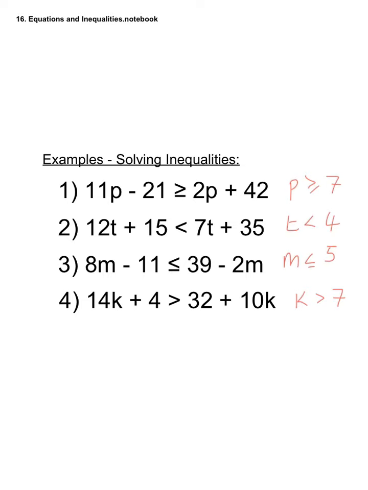Okay, so the solutions to these problems are p is greater than or equal to 7 for the first one. For the second one, t is less than 4. For the third one, m is less than or equal to 5. And for the fourth one, k is greater than 7.